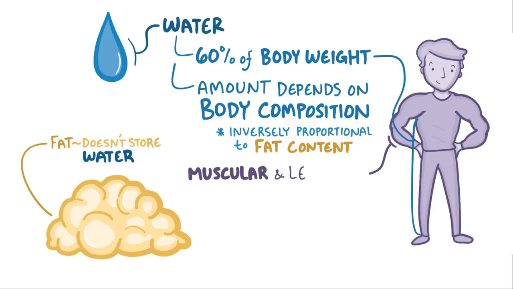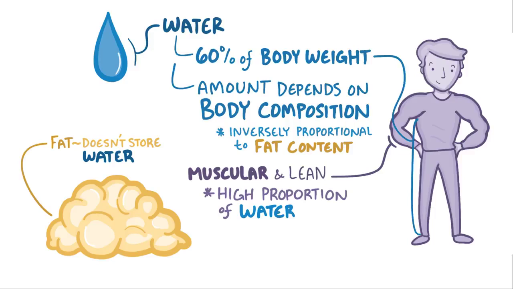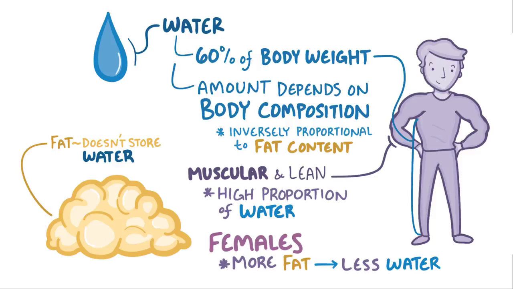So a really muscular and lean person would have a relatively high proportion of their body weight made up of water. Additionally, females tend to have more fat than males, and so on average tend to have a lower proportion of their body weight made up of water.